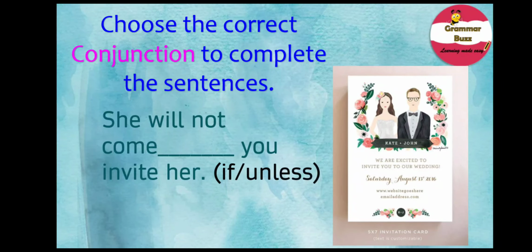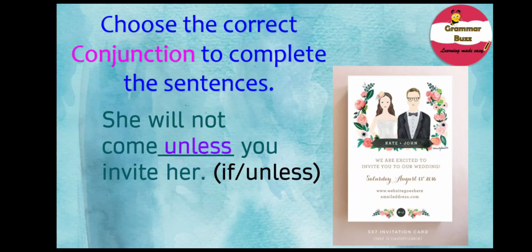Here we go again, and the sentence this time is, she will not come, you invite her. So which is the subordinating conjunction that you would choose in this case? Have you figured it out? I think you have already. You are really smart. And the word is unless. She will not come unless you invite her. Excellent. Bravo. Well done.